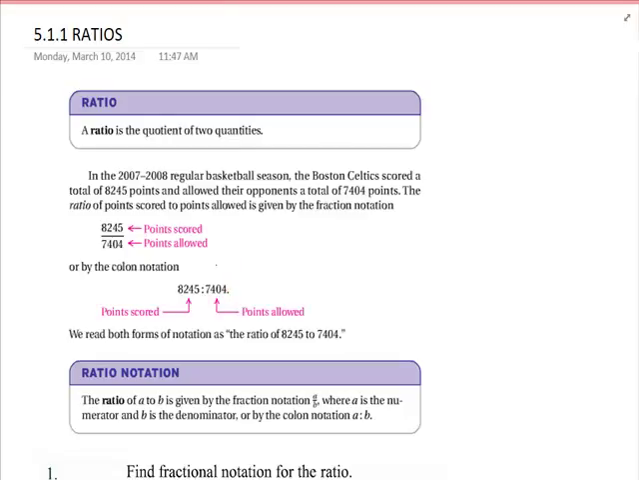Now, honestly, in a math class, this technique is much more popular. And whatever is mentioned first, points scored, goes on top, to points allowed goes on bottom. So whatever comes before the word "to" is on top, and whatever is after is on bottom.